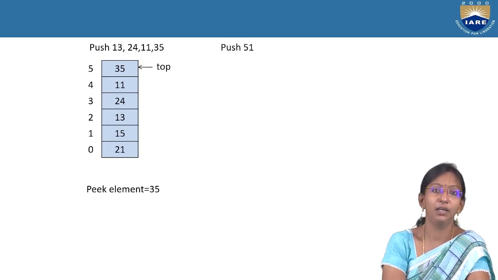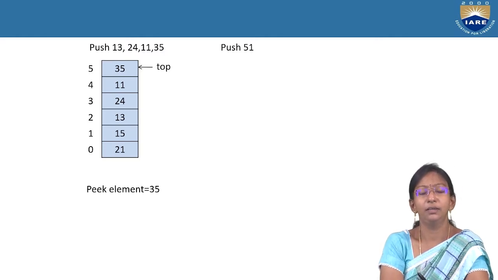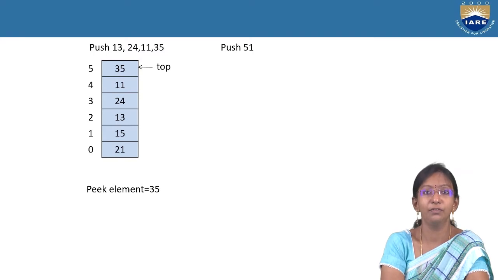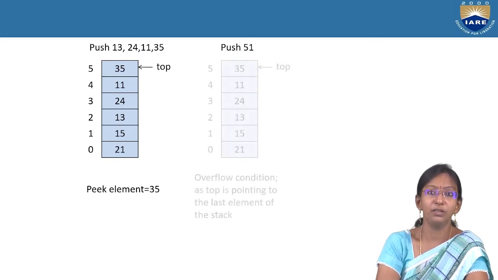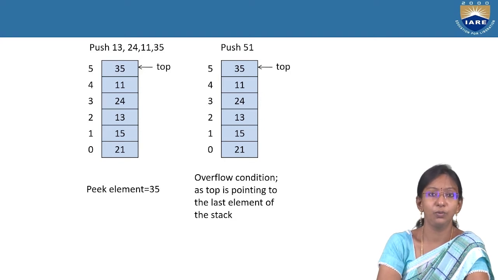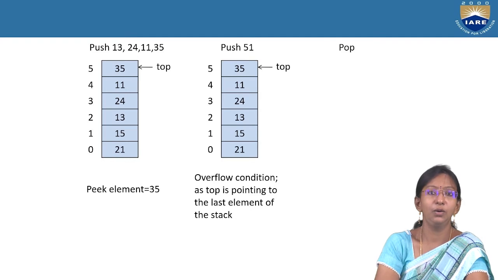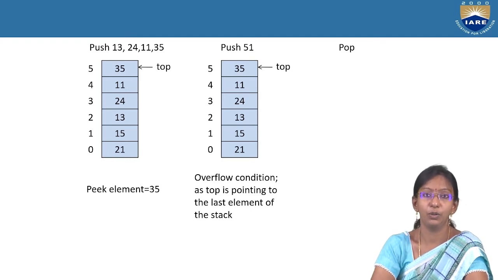You can see that top is pointing to the element with the highest index value, right, which is 5. The total capacity of the stack is 6, so the index values run from 0 to 5. Now top is pointing to the 5th index, right? Now if you try to insert one more element, the overflow condition is raised, saying that you cannot. So next, let's look at the underflow condition, how it works.